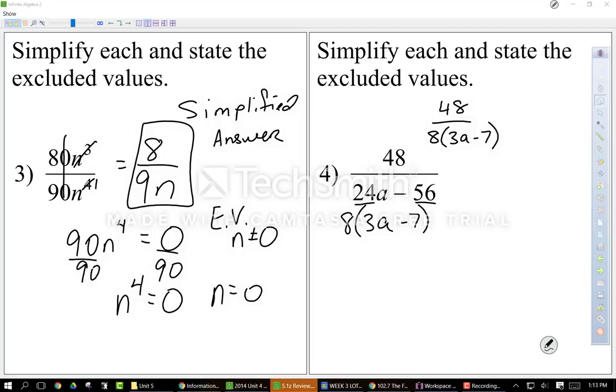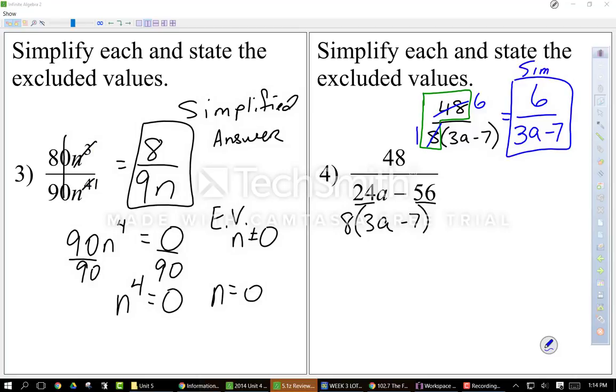Now if I look, those are both monomials, one term. So I can simplify the monomials. So I can divide 48 by 8 to get 6, 8 divided by 8 to get 1. So your final answer is 6 over 3a minus 7. Notice I didn't put the 1 out front because that's just 1 times it. That really doesn't matter. So this is your simplified answer.